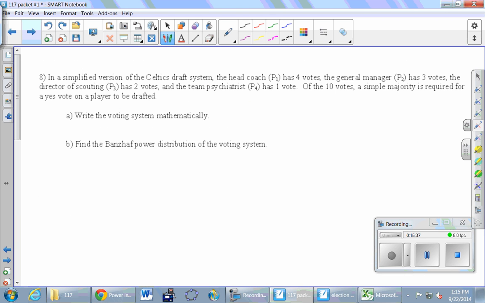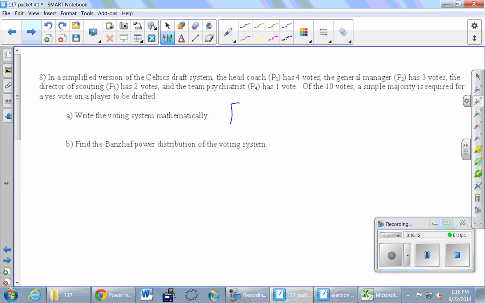All right, let's go to the next page, and we'll try this again. Number 8, Sarah. Thank you, Sarah. So part A, we're trying to write this voting system mathematically.